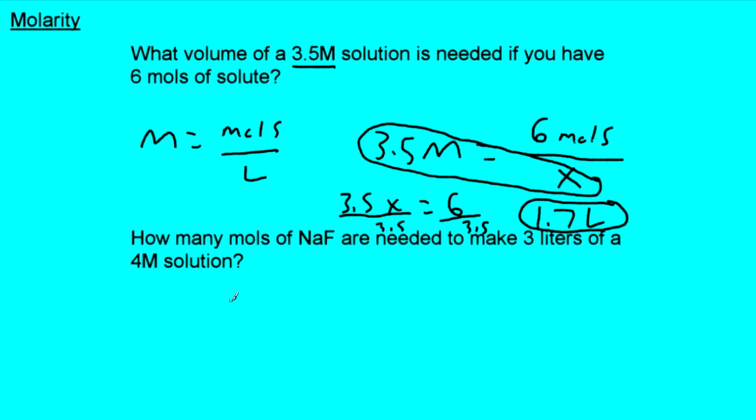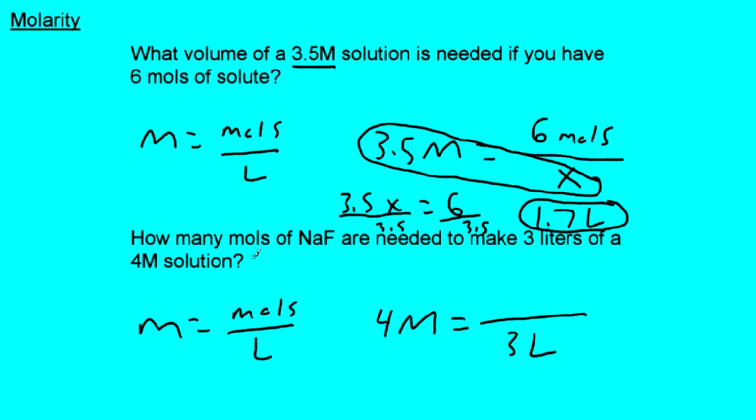Here's another one. How many moles of NaF are needed to make 3 liters of a 4M solution? So again, I find it helpful if we write our formula, plug in what is given to us. It says we have 4M, we have 3 liters, and it's asking for moles, which is up here. Crisscross. 4 times 3.